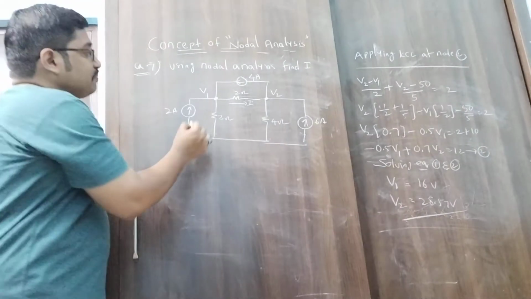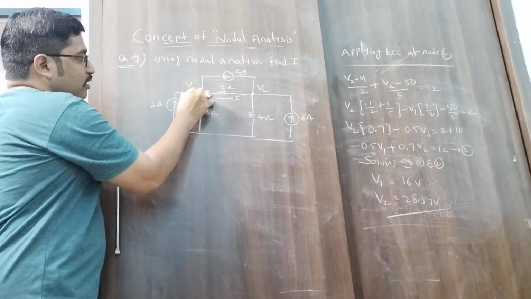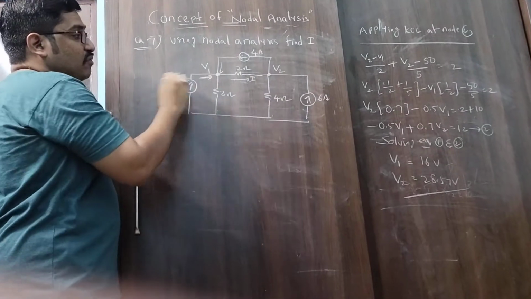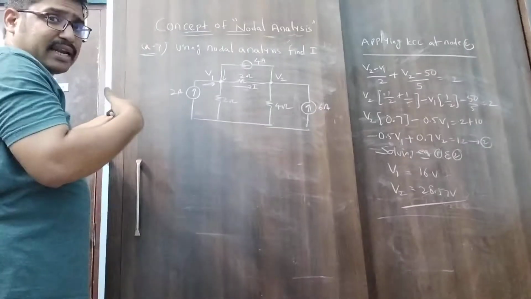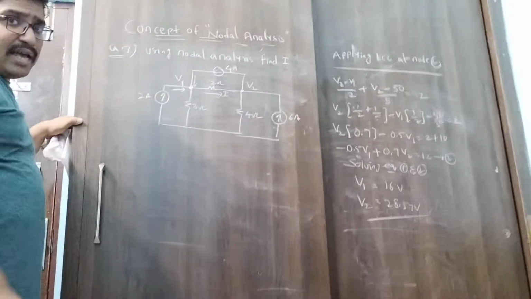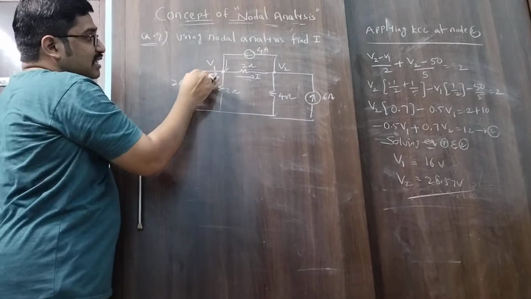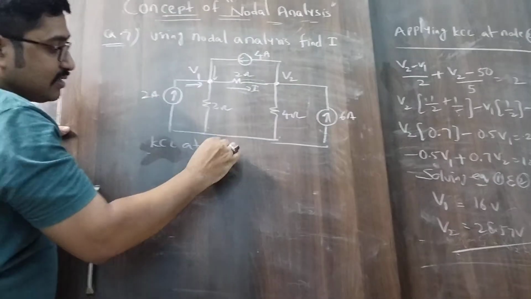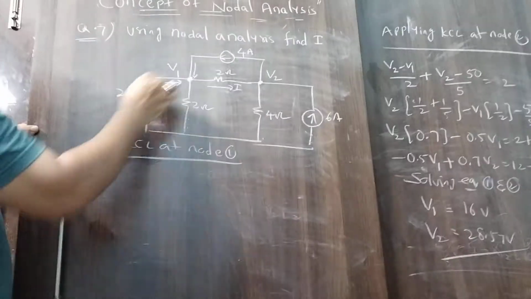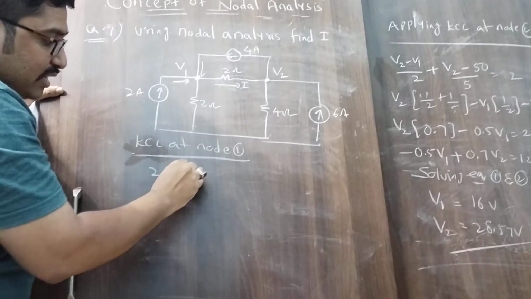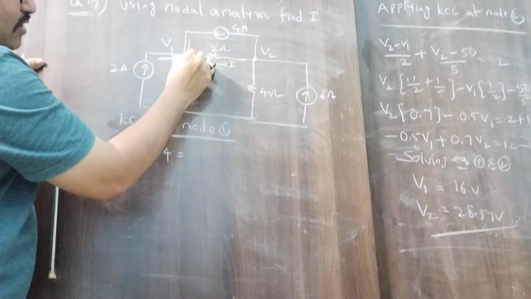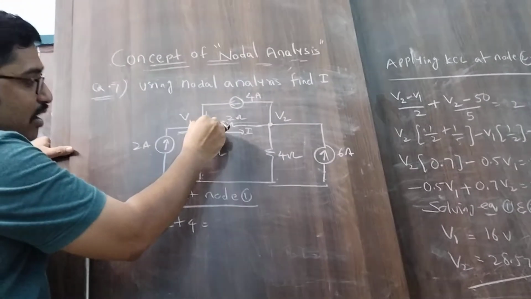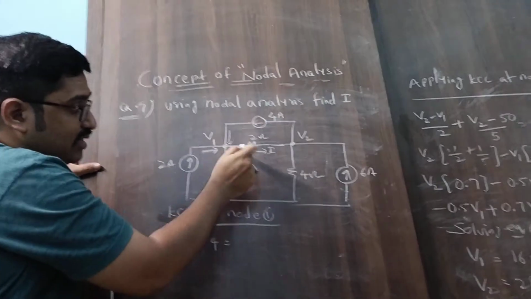Now see here, at this particular point, 2 amps is coming towards the node and 4 amps is coming towards the node. Whenever the total current flowing towards the junction is equal to the total current flowing away from the junction. So applying KCL at node 1, the 2 current sources coming towards the node are taken as positive, equal to the other branches. Let us say this is I1 and this branch is I2.